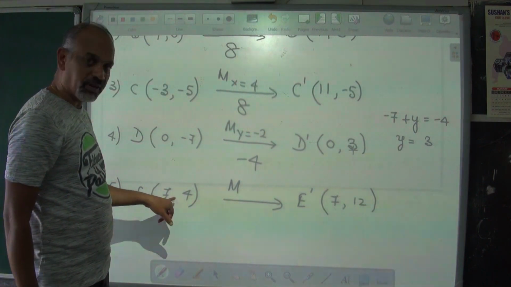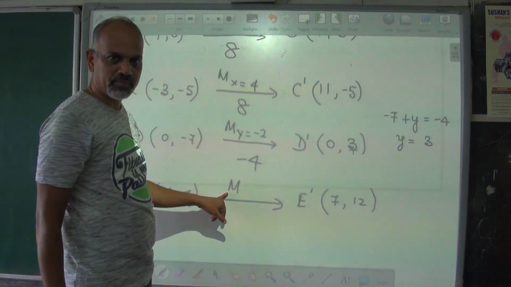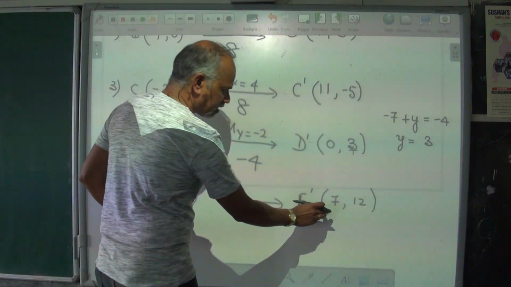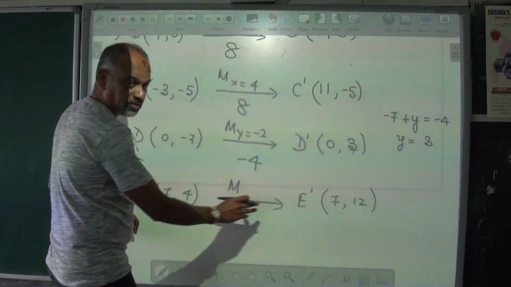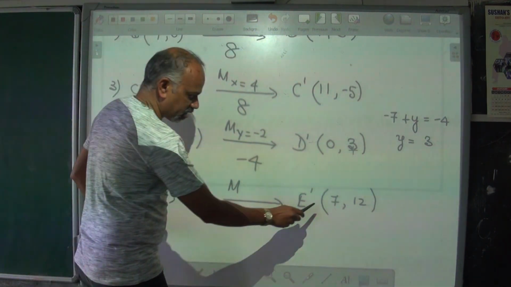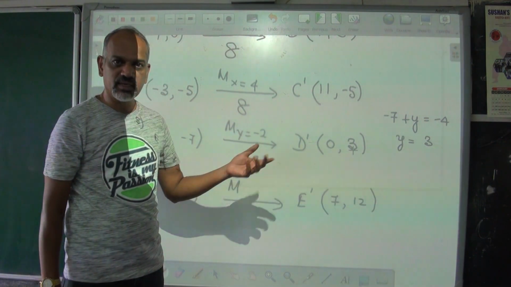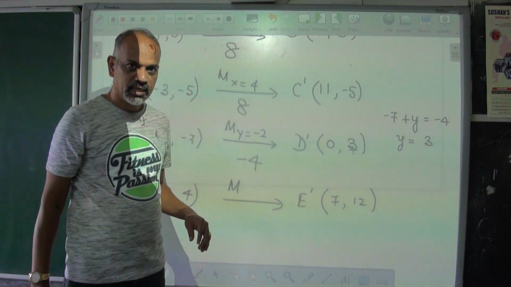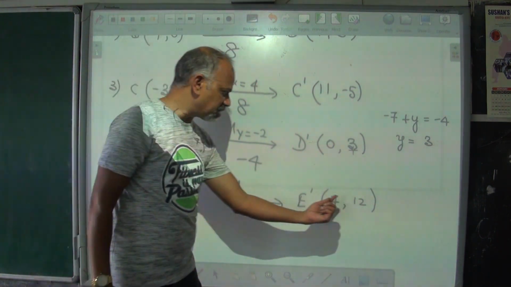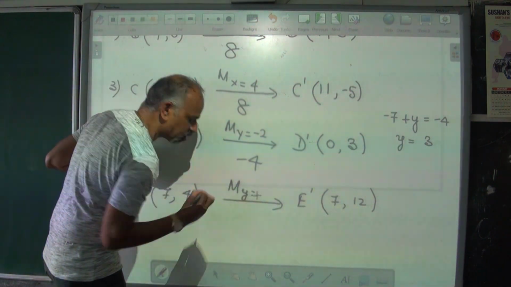And the last example. E's coordinates are 7, 4. And it is reflected in some mirror, you don't know which is the mirror. And E becomes E dash. And the coordinates are 7 and 12. Compare both of them. See what has changed, what has not changed. This was 7, it remains the same, 7, which means it is not reflected in the line x is equal to something, because x is not changing. It is reflected in y is equal to something, because look at the y values. 4 has become 12, which means the mirror is y is equal to something.